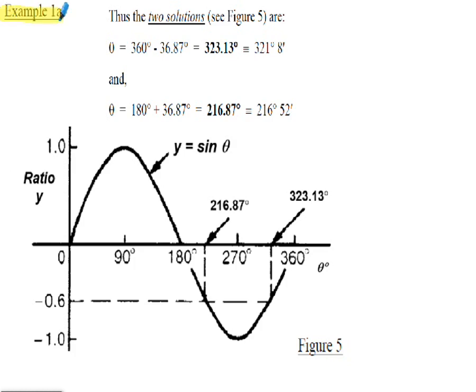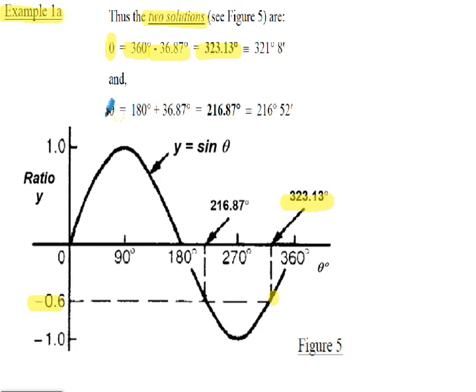Okay, example 1a continued here shows us how we obtain our two solutions. From the ASTC diagram, we know that one solution for theta is 360 degrees take away 36.87. So one solution is 323.13 degrees. On our diagram here for a negative 0.6 ratio, doing our inverse function, we end up with a value of 323.13 degrees for theta.